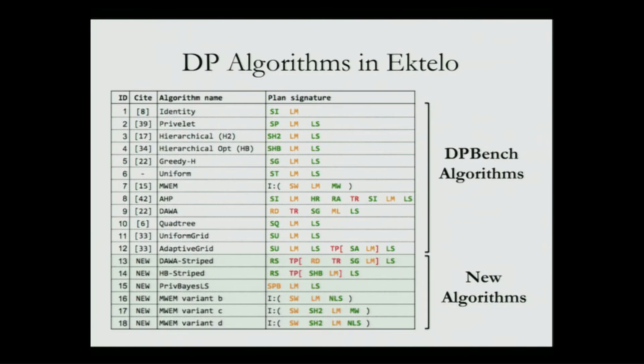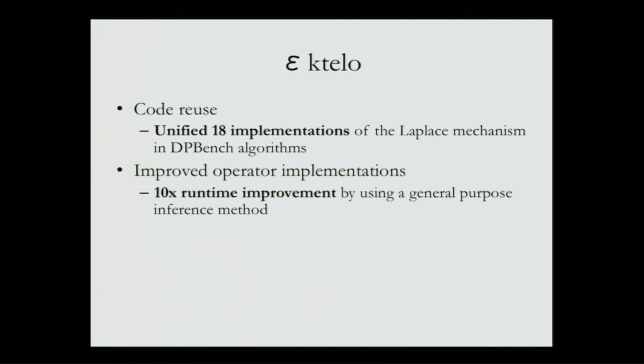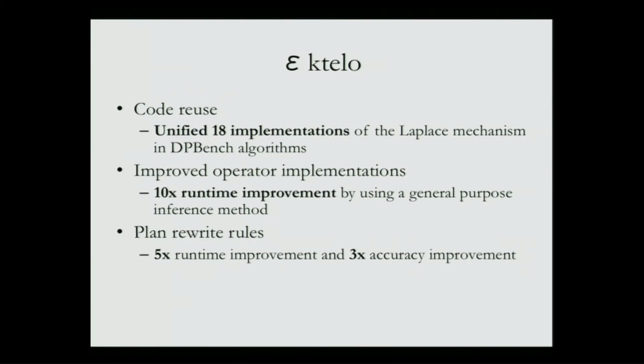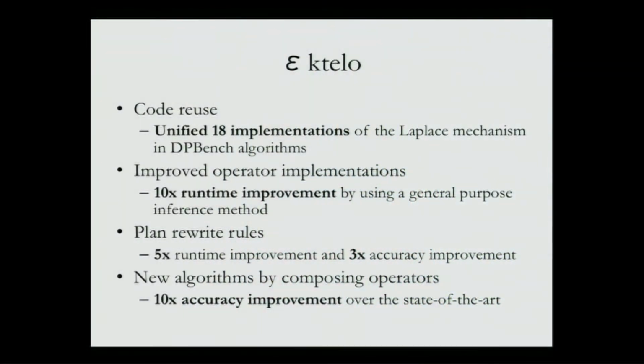We can create new algorithms by just composing these operators. And it has a lot of advantages in terms of code reuse. Improved operator implementations can improve many algorithms simultaneously. We can do plan rewrite rules. Given a plan, we can automatically rewrite it so that you can improve accuracy and runtime. And you can create new algorithms which get 10x accuracy improvement. Right now, a 10x accuracy improvement is a paper on its own. But you just get it by recomposing existing operators from existing algorithms.